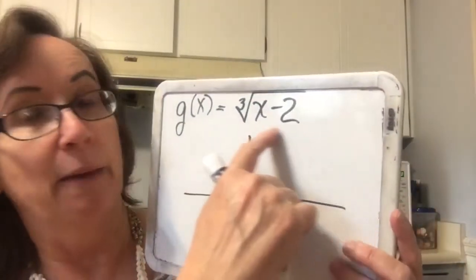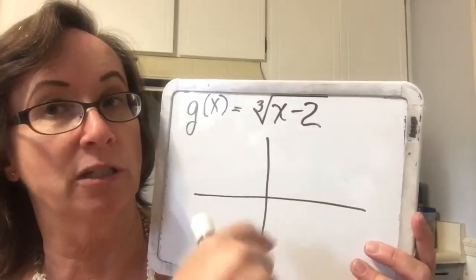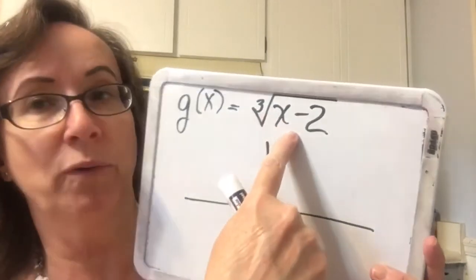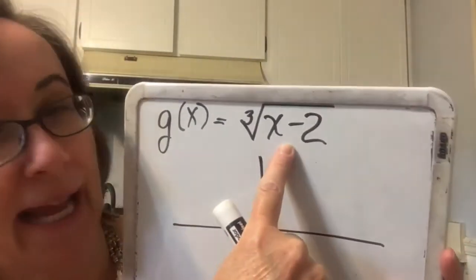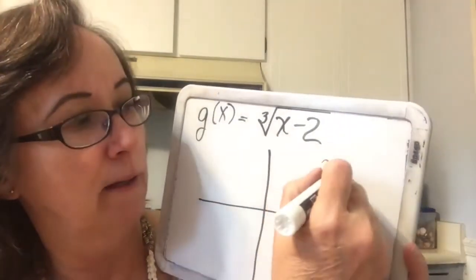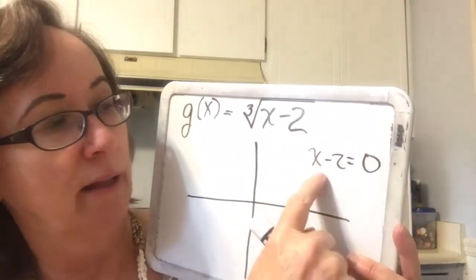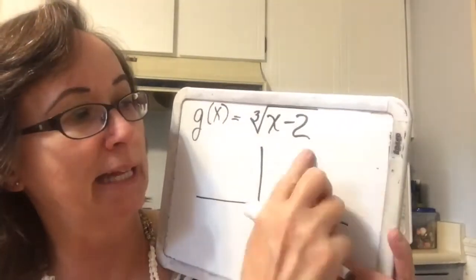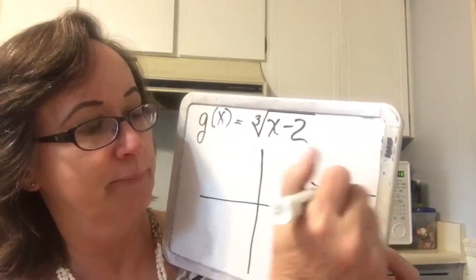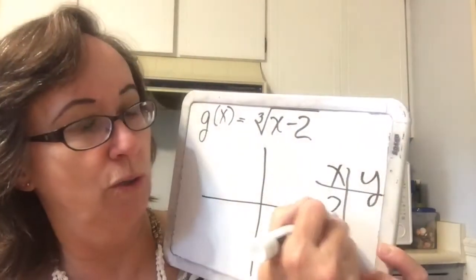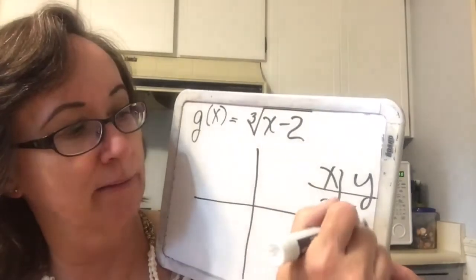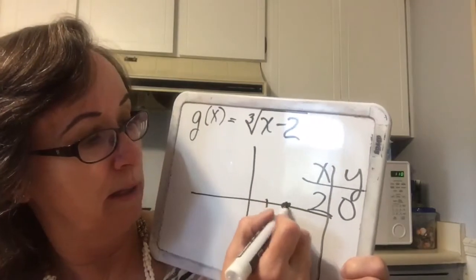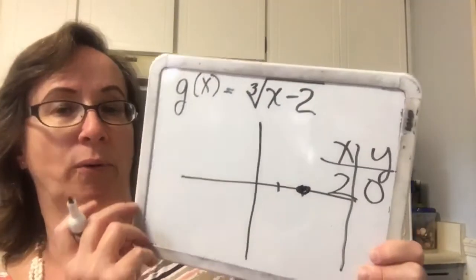Well, the minus 2 is inside the function, so it should move it left or right, not up or down. And what would make that go to 0? x minus 2 equals 0. Add 2 to both sides, and I get x is 2. So let's plug in our points. 2, and when I plug in a 2, I get out the cubic root of 0. So 2, 0, and there's my point.